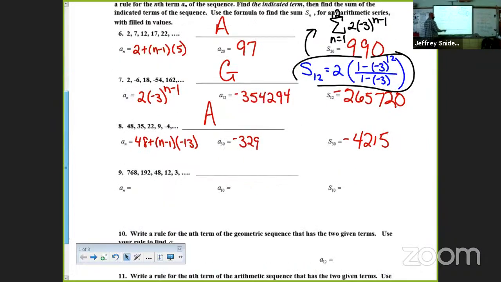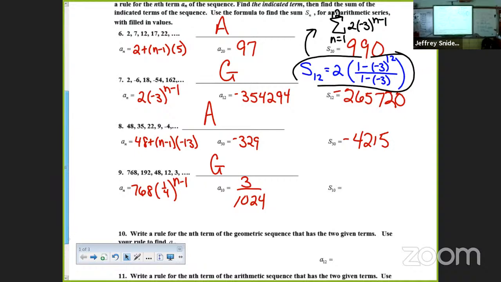Number 9, of course, this one was what? Geometric. It was 768 times 1/4 to the n minus 1, right? 10th term. Anybody at the 10th term that wants to share it? Okay, Brady. 3 over 1,024. Love it.